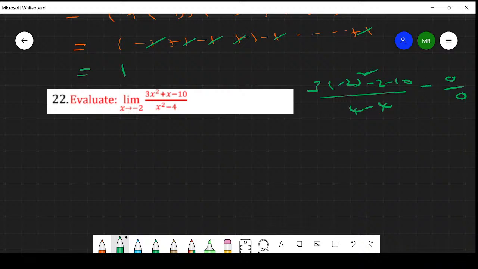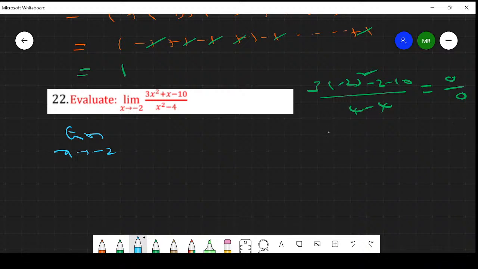Whenever you substitute the limit and get 0 by 0 form, you should find the factors of the numerator and the factors of the denominator. Then I can find the limit. Now, for the limit as x tends to minus 2, you find the factors of the numerator.